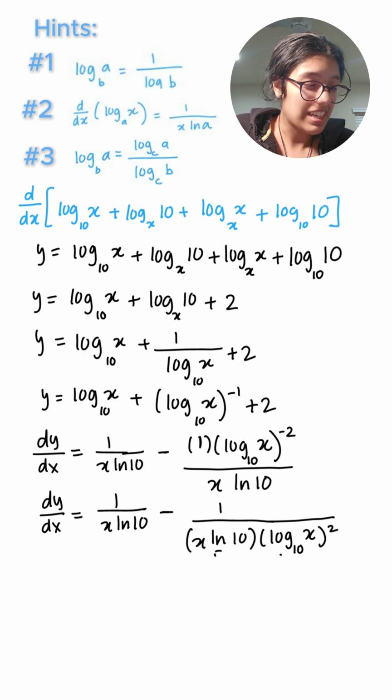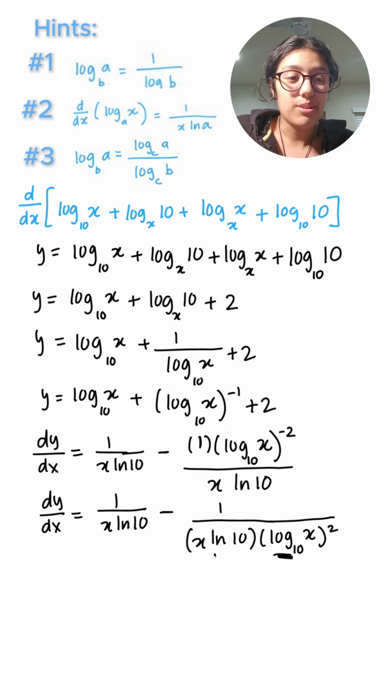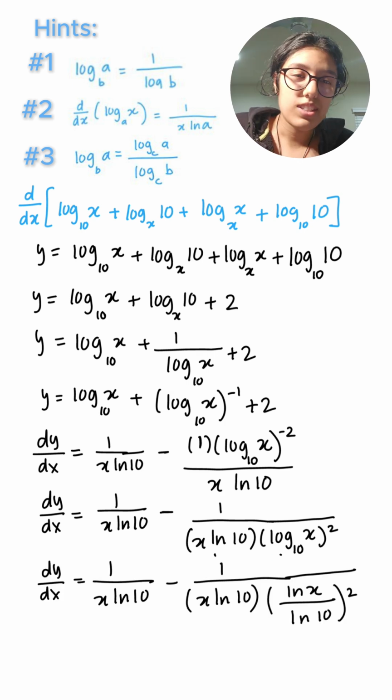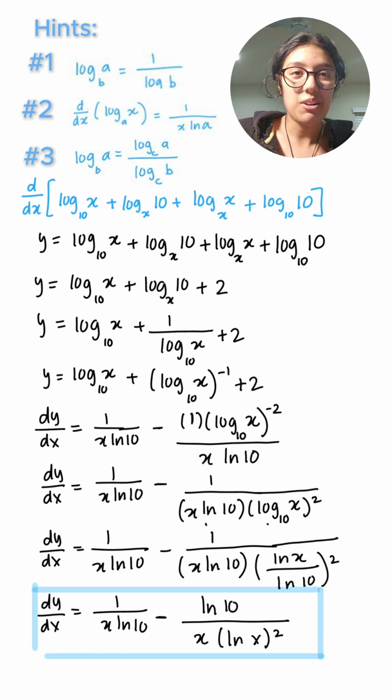I don't like having a natural log and then a log to the base 10. I think it complicates things when you're looking at the answer, so I want everything in terms of natural log. In order to do that, I want to convert this log to the base 10, and we're going to use the third hint for that. So essentially, I just applied the third hint, and now we can simplify it further. And this is our final answer.